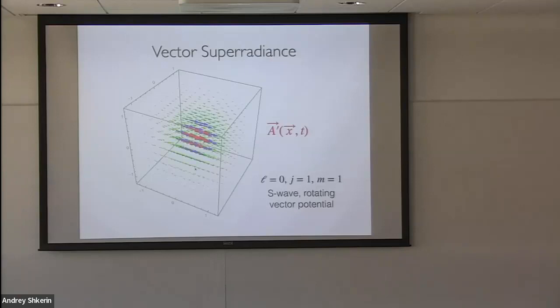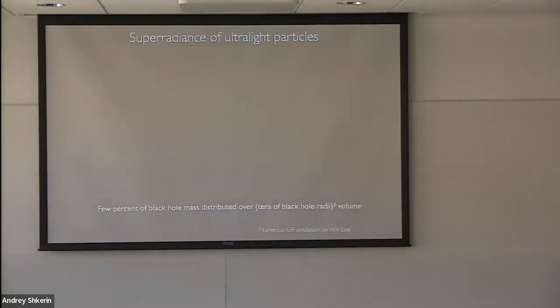When you show these videos, what does the color mean? Oh, the color just means the strength of the fields, the energy density at a single location, where it is largest mostly near the black hole.